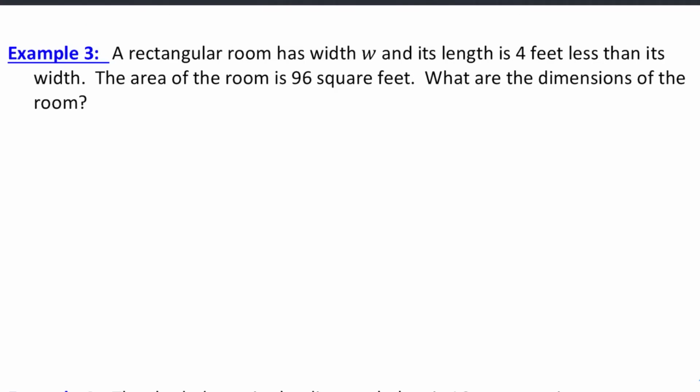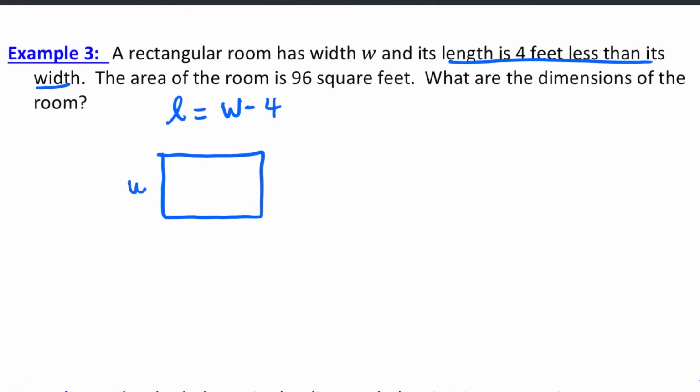We've got a rectangular room, and we know its width is just w, whatever that is, and its length is 4 feet less than that. We know the area, and we want to find the dimensions of the room. So I'm going to jot down, I know my length is 4 feet less than my width, so whatever my width is minus 4. I'm actually going to draw a picture of this room.